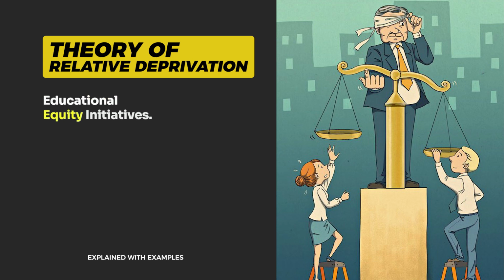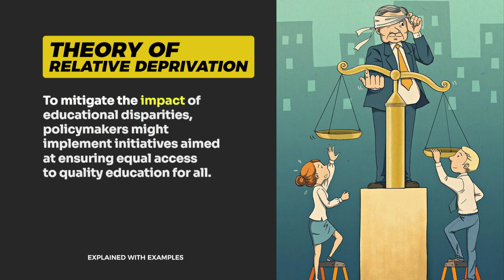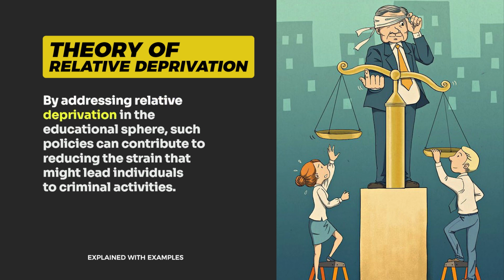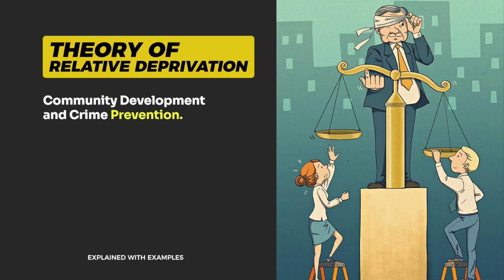Example: educational equity initiatives. To mitigate the impact of educational disparities, policymakers might implement initiatives aimed at ensuring equal access to quality education for all. By addressing relative deprivation in the educational sphere, such policies can contribute to reducing the strain that might lead individuals to criminal activities.